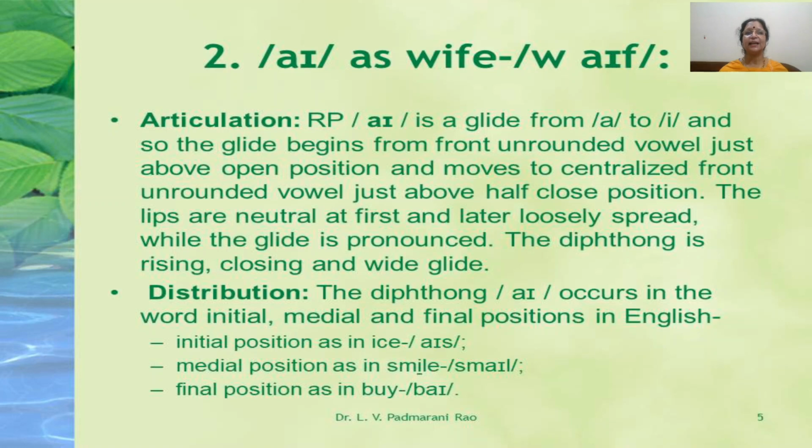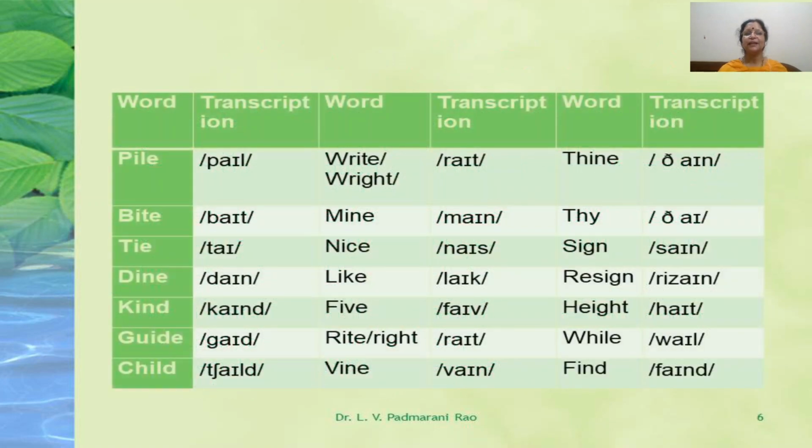Distribution-wise, the glide occurs in all the three positions, as you could find in ICE, ice, and EYES, eyes, initial position; SMILE, smile, medial position; and BUY, buy, the final position. These are the examples for practicing I. PILE, pile. BITE, bite. TIE, tie. DINE, dine. KIND, kind.